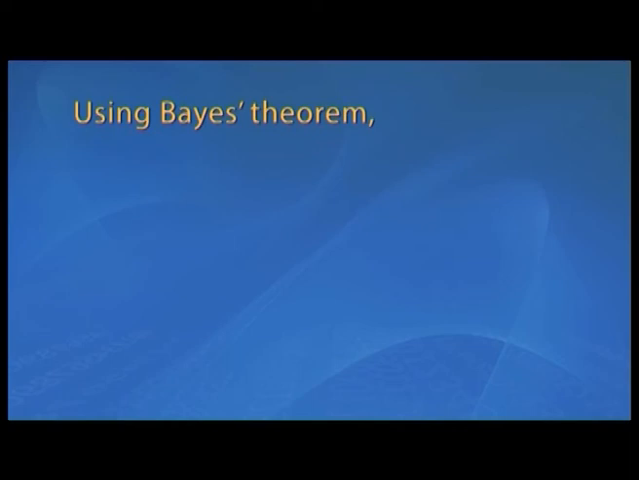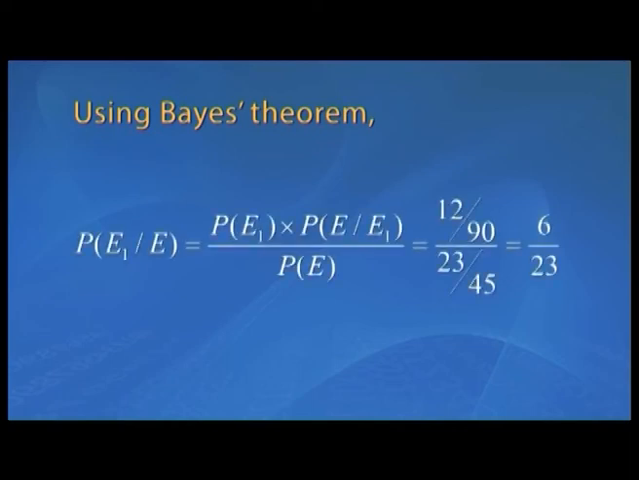Using Bayes' theorem, the probability that X becomes the manager given that the bonus scheme is introduced is P(E1|E) = P(E1)·P(E|E1) / P(E) = (12/90) / (23/45) = 6/23.